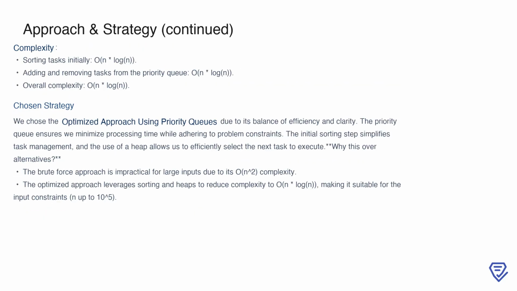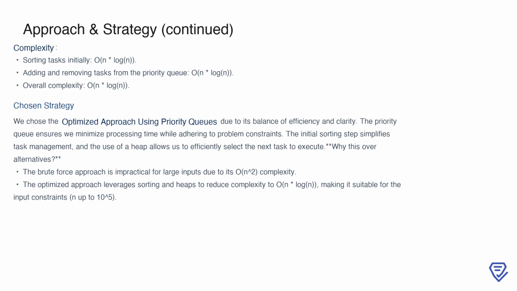Now, let's examine the complexity of the optimized approach. Sorting the tasks initially requires O(n log n) time, and managing the priority queue, adding and removing tasks, also takes O(n log n) time in total, since each operation on the heap is logarithmic. Combining these steps, the overall time complexity of the optimized approach is O(n log n), which is a significant improvement over the O(n²) complexity of the brute force method.